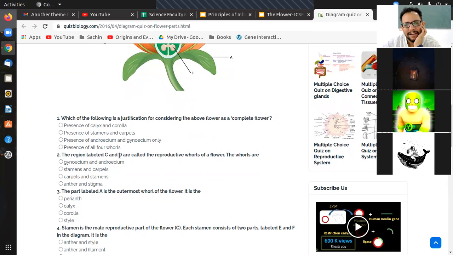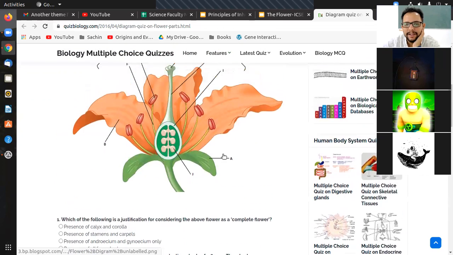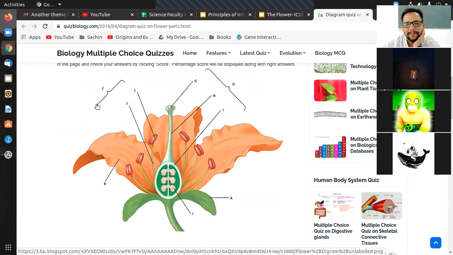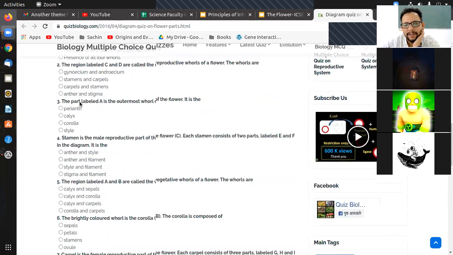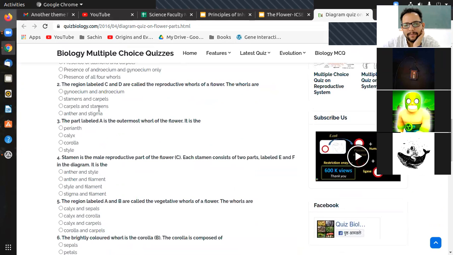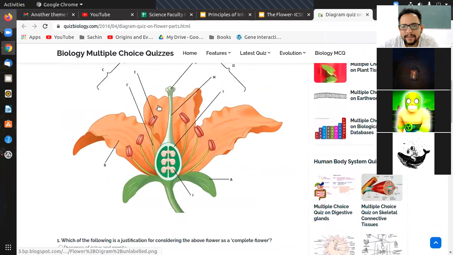Okay. Then question 2. The regions labeled C and D are called the reproductive whorls of the flower. So C is here and D is here. Which are the C and D parts? And the options are, where is it? Yeah, here. Who would like to answer? Anther and stigma. Sir, could you show the anther, C and D again? It's C? Anther and stigma.